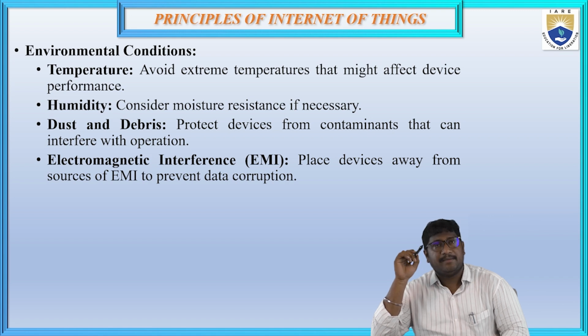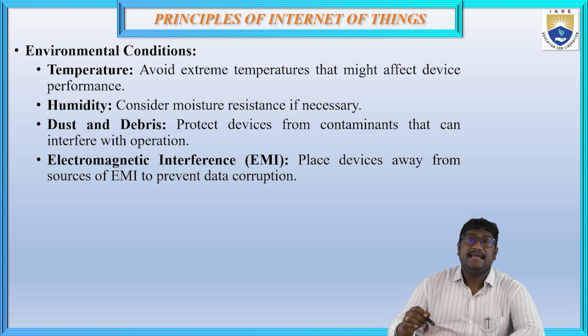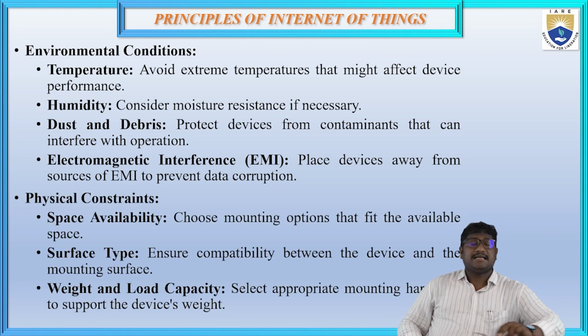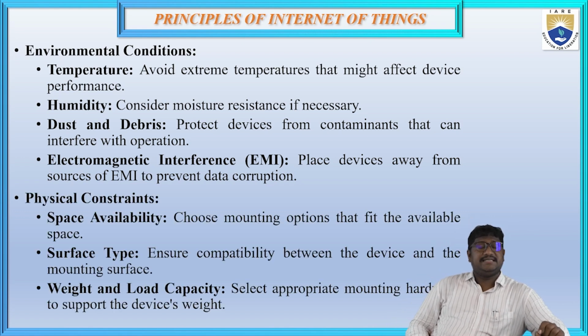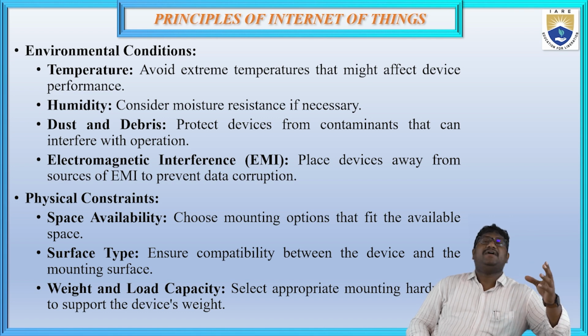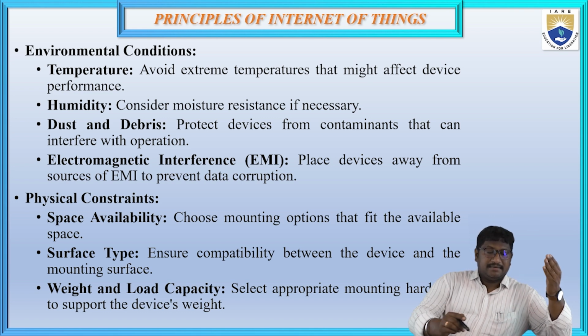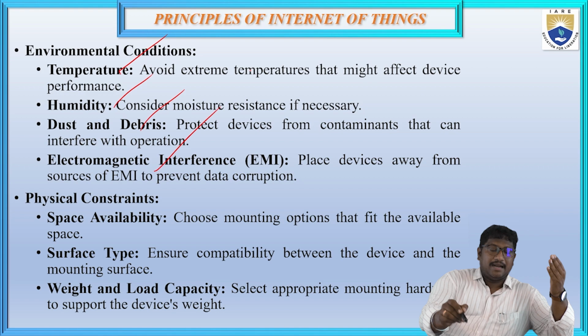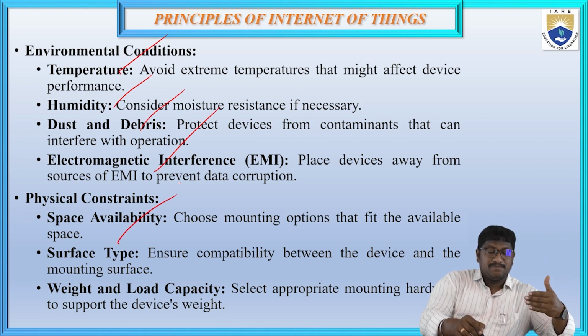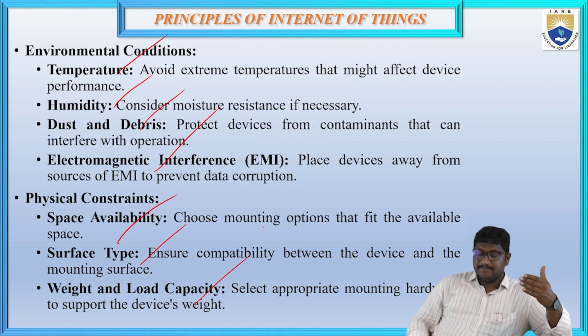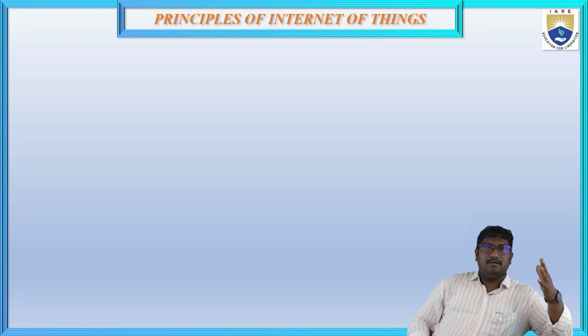Environmental constraints: temperature, humidity, dust, and electromagnetic interference. All these things should be considered in environmental considerations. And coming to physical constraints: space availability, surface type, weight, and load capacity. Have a look, guys. These are the things which we need to consider at the time of installation, factor by factor. When compared to environment: temperature, humidity, dust, electromagnetic interference. When compared to physical: space availability, surface, weight. Factor by factor I am going.